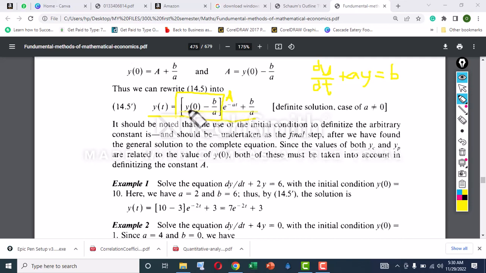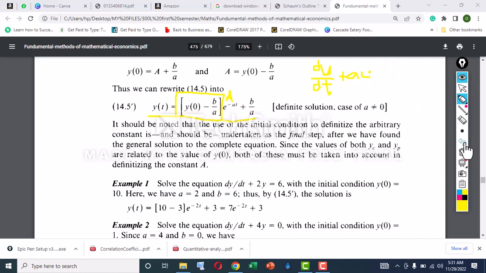You just put whatever you are given in y0. They can tell you that y0 is 20, y0 is 5, y0 is 8. So you just put 8 minus, then you continue your work. But if you are not given y0, just replace everything here with a. That's it. So let's continue now.